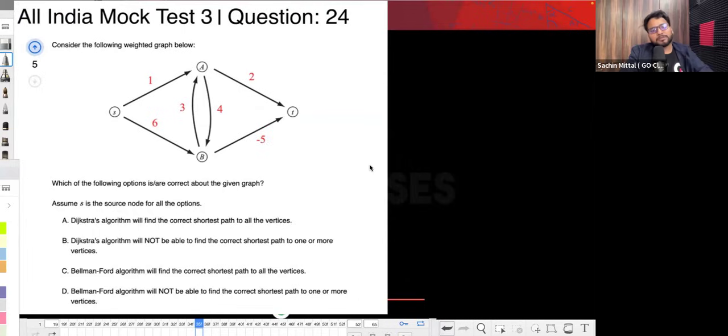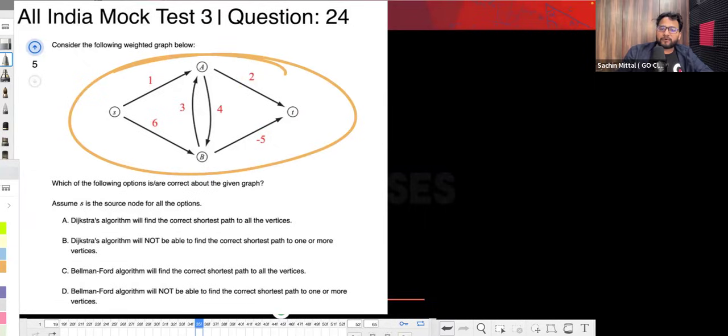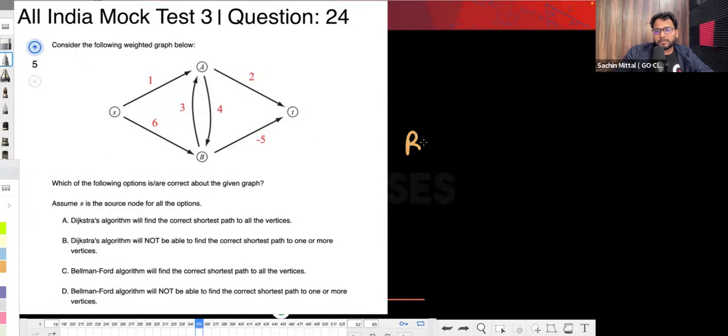Now let's see this question. This question was related to Bellman-Ford and Dijkstra. So they are asking, will the Dijkstra work here? Will Bellman-Ford work here? Like that they are asking, right? Okay. So you see one thing, that there is no negative cycle. If there is no negative cycle, then Bellman-Ford will definitely work. Okay. So Bellman-Ford will work.